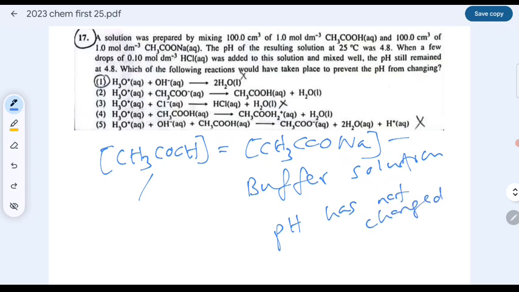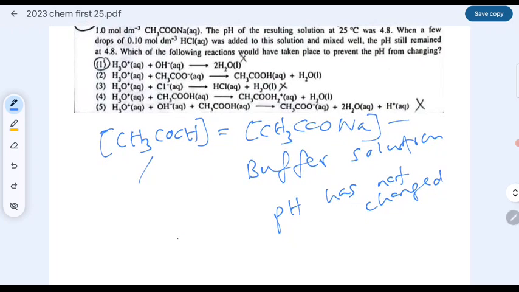Which of the following reactions would have taken place to prevent the pH from changing? Now we are adding H plus, H3O plus. Now H plus is added. So what happens to this H plus? This H plus reacts with CH3COO minus, because here it has CH3COONa. Now it gives CH3COO minus and sodium plus upon ionization. So this H plus is taken by CH3COO minus and it forms CH3COOH.